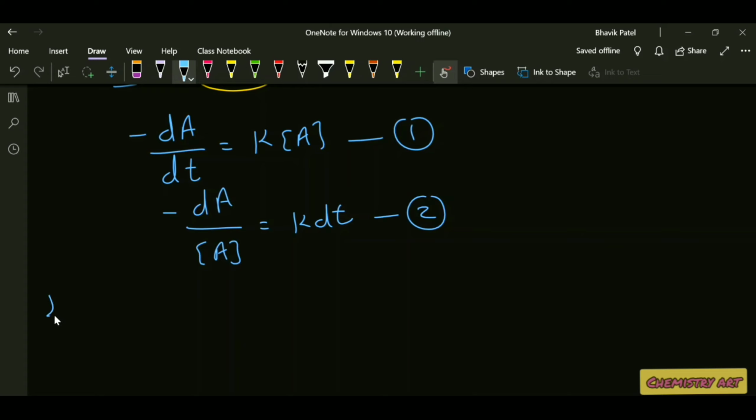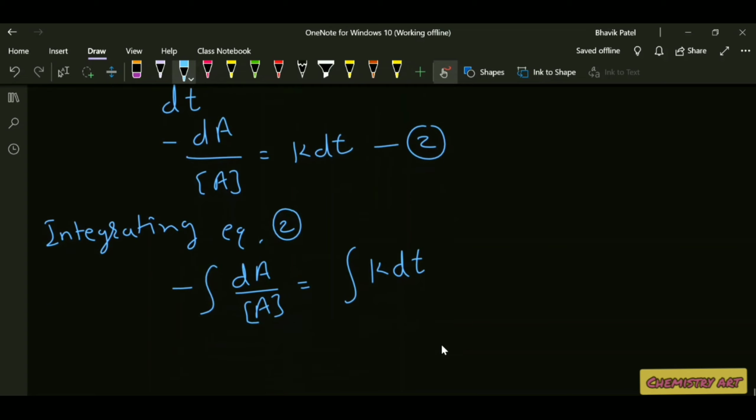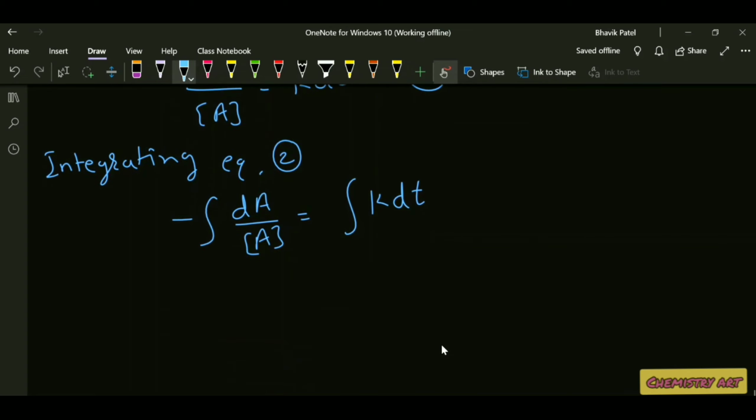Integrating equation number 2, what are we getting? Let me put the sign of integration. Minus is there, integration of dA upon A equals integration of K dt. Now you should know the formulas of integration, so let me first write the formula of integration here.